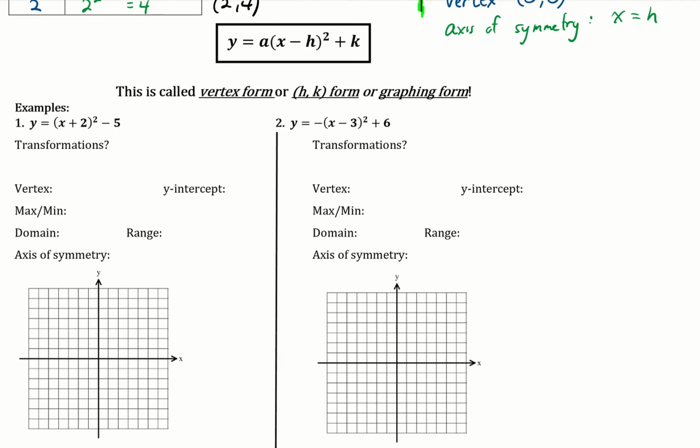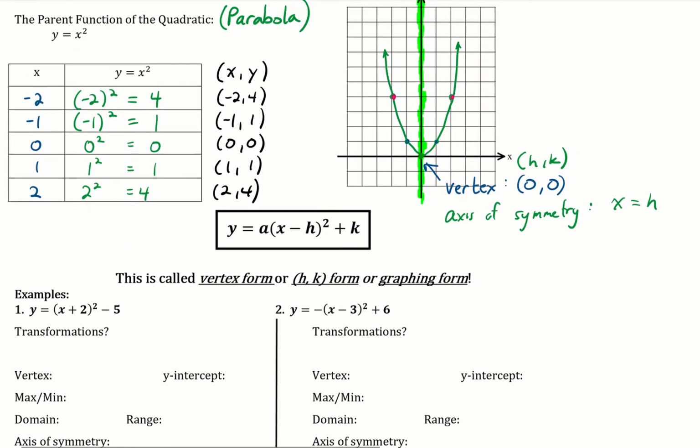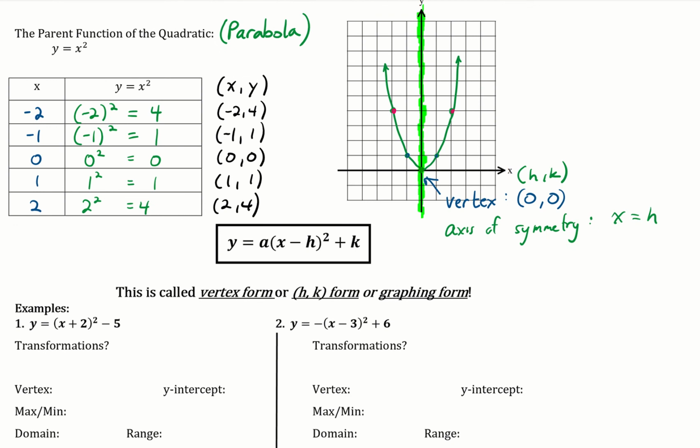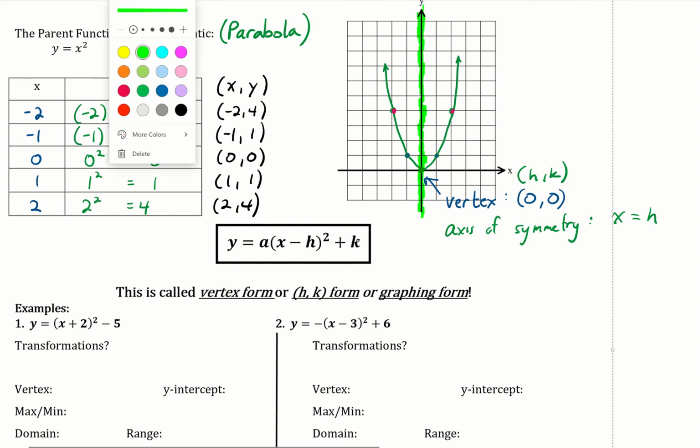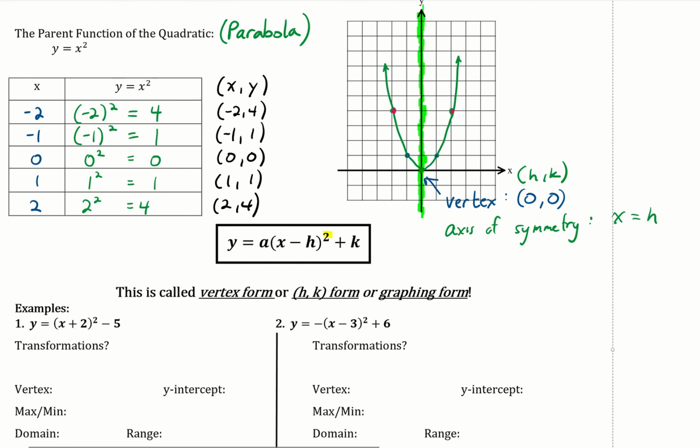Just like we could take lines and write them in HK form, we're going to be able to do the same thing with parabolas. So y equals a times x minus h quantity squared plus k. It's this exponent of 2 that tells us the graph has to be a parabola. Everything else in terms of transformations will be exactly the same as it was in chapter 1.